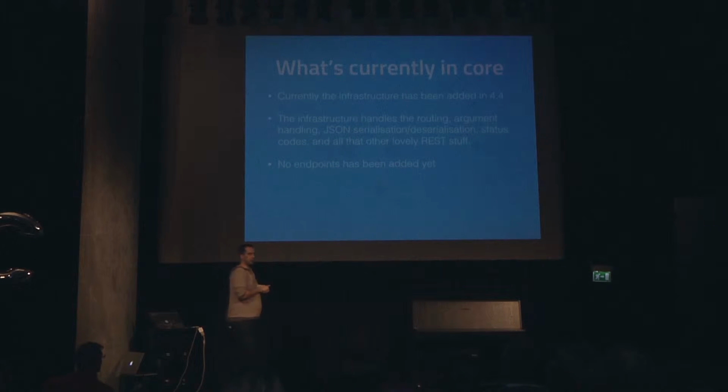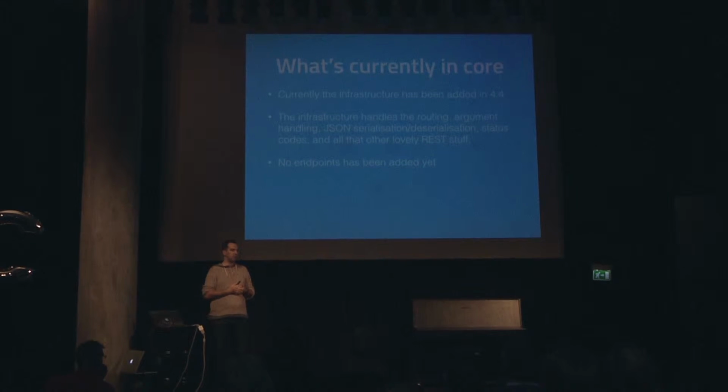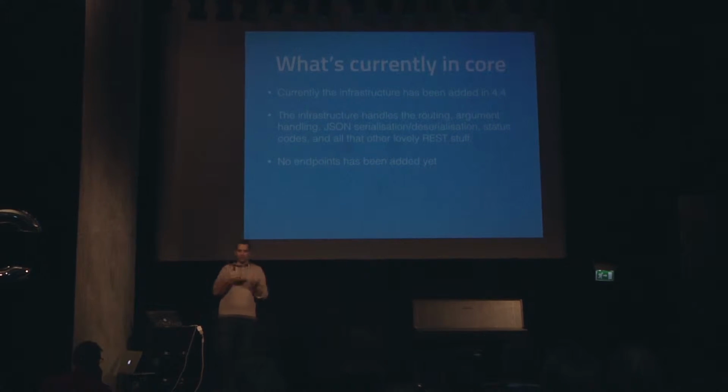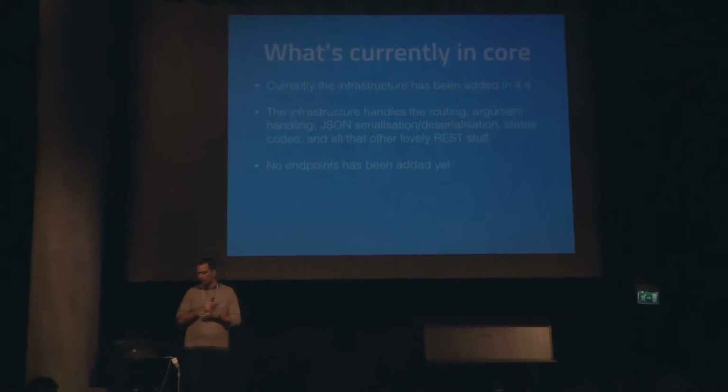So what is currently in core? In core we have the infrastructure already there, so people can already add their own endpoints to it. But by default there are no endpoints there yet. When it will happen, who knows, but maybe not in the next release, but maybe in 4.6, depending on what the focus of the core team will be, which changes more often than you think.